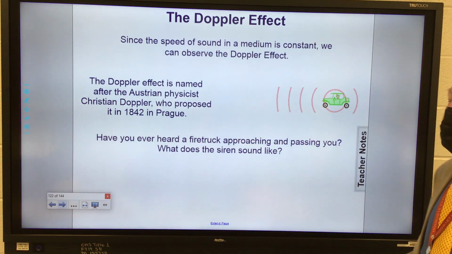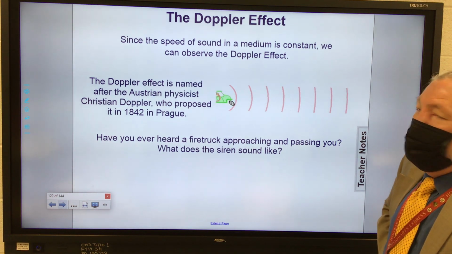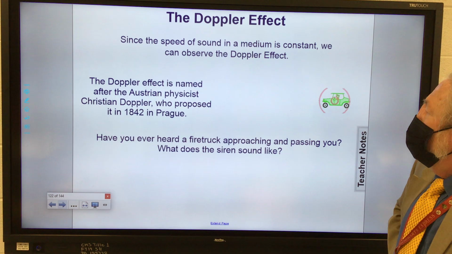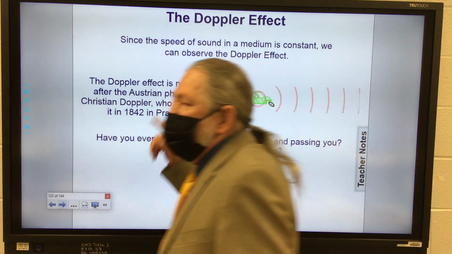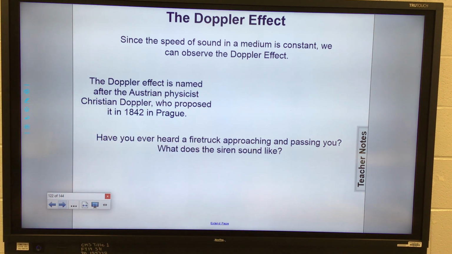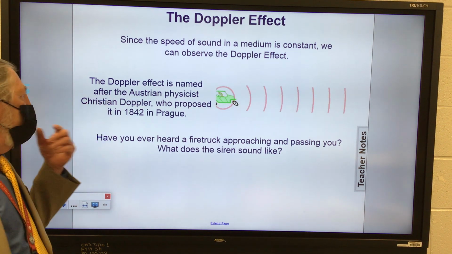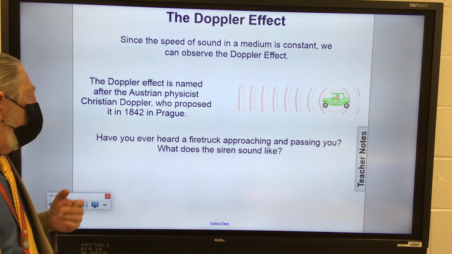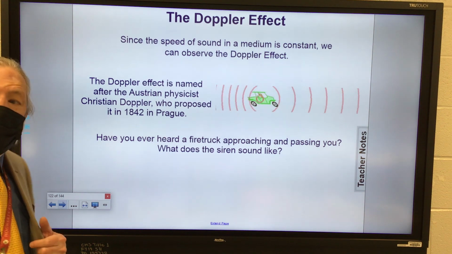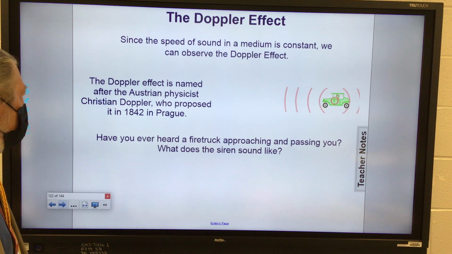So take a look right here, and this is in the context of speed, by the way. Since the speed of sound in a medium is constant, we can observe something called the Doppler effect, okay? And the Doppler effect is named after the Austrian physicist Christian Doppler, who proposed it in 1842. Wow, that was a long time ago, right? Almost 200 years ago. 180 years ago.